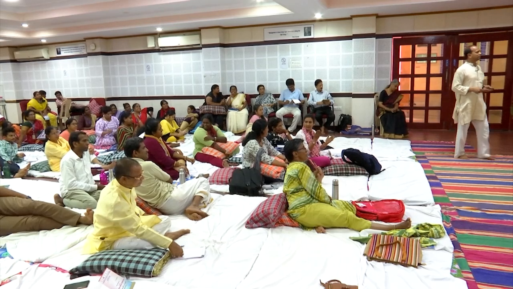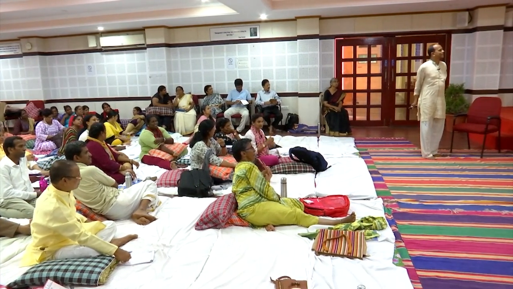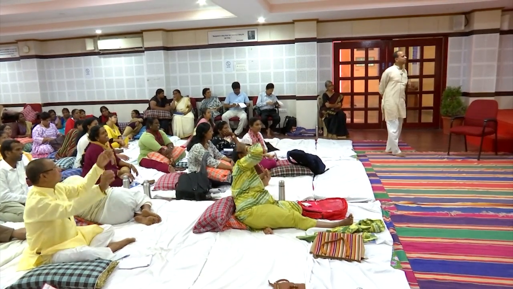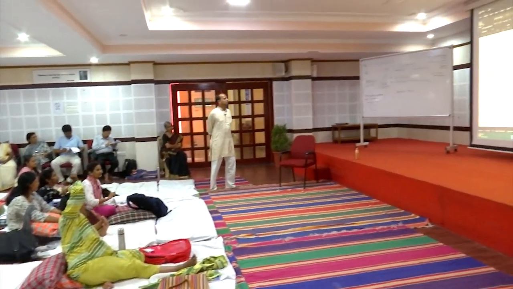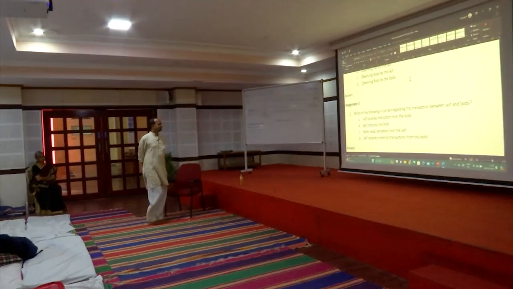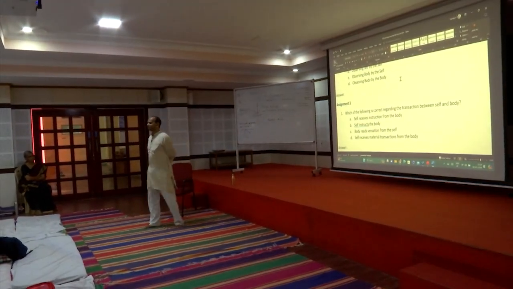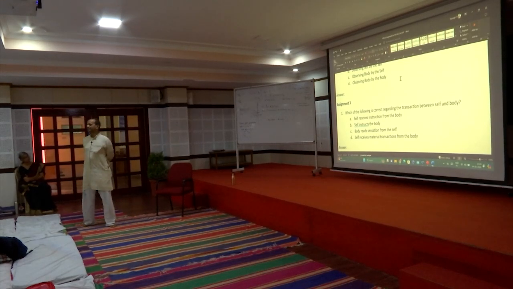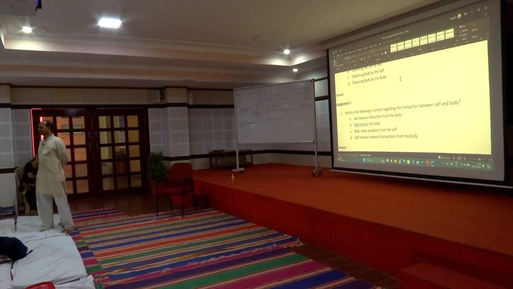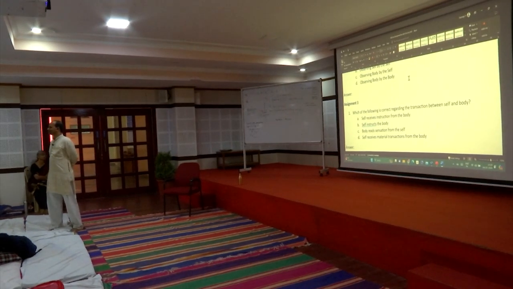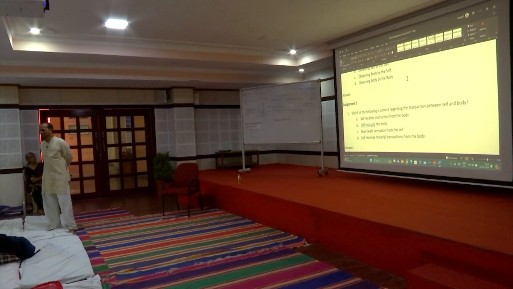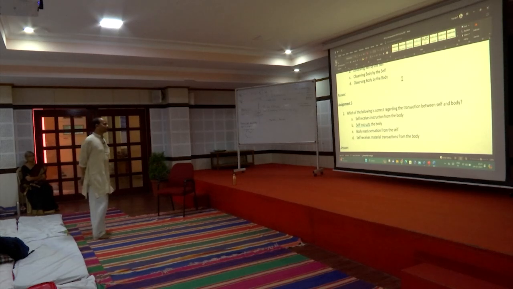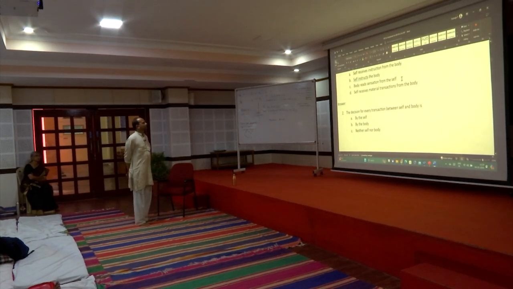Okay, question one. Self receives instruction from the body, self instructs the body. Body reads sensation from the self. Self receives material transaction from the body. B. How about D? No. Body reads sensation from self. No. Information. Self reads the sensation. B. B for Bombay. Okay, fine.